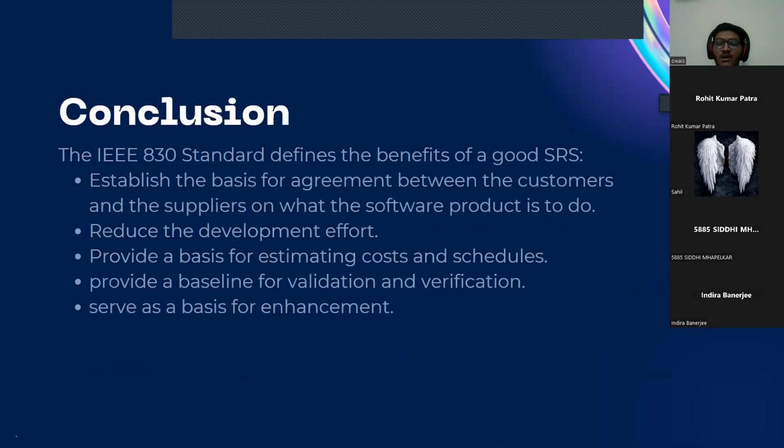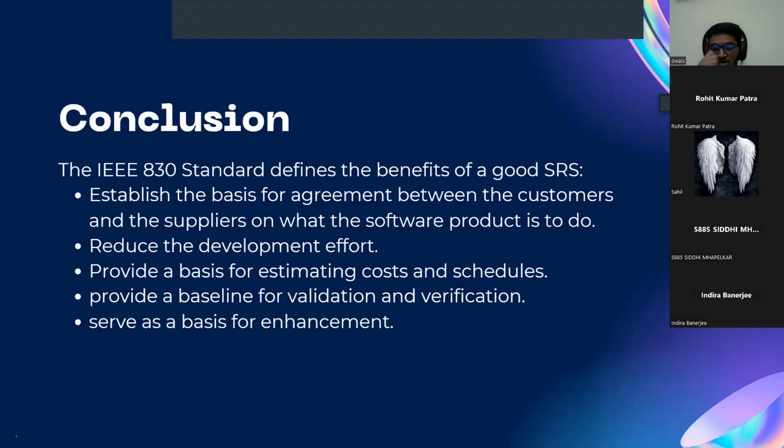So let's come to the conclusion. Most people follow the IEEE 830 standard to make a good SRS. So what does SRS actually do? It establishes the basis for agreement between the customers and the suppliers on what the software product is to do. It reduces the development effort, provides a basis for estimating costs and schedules, provides a baseline for validation and verification, and serves as a basis for enhancement.